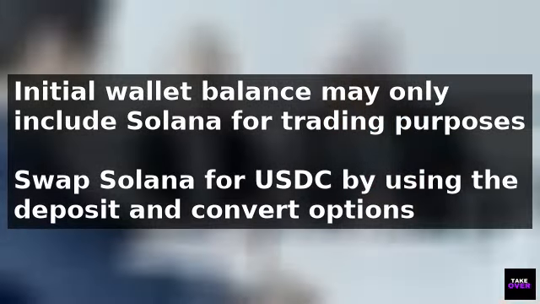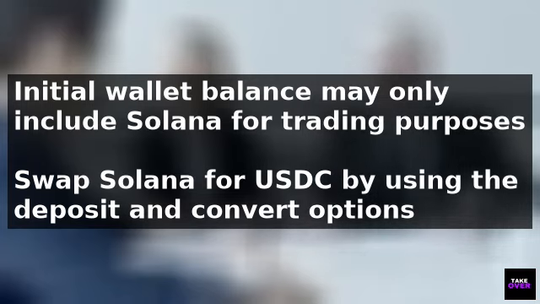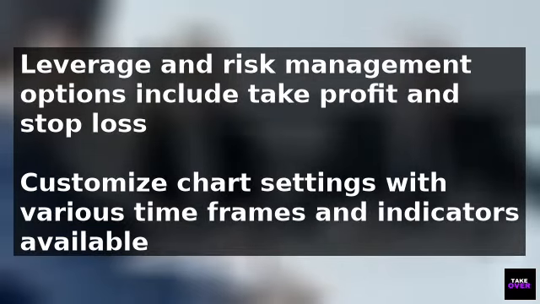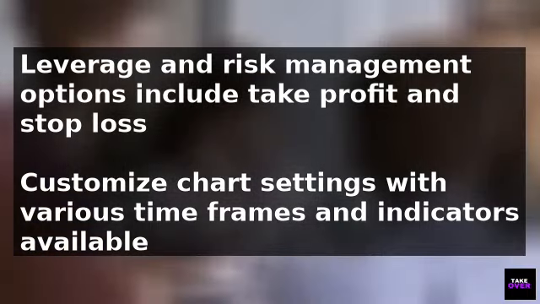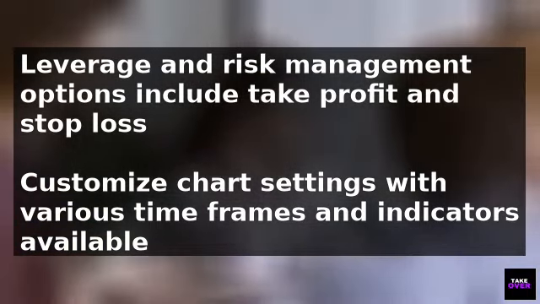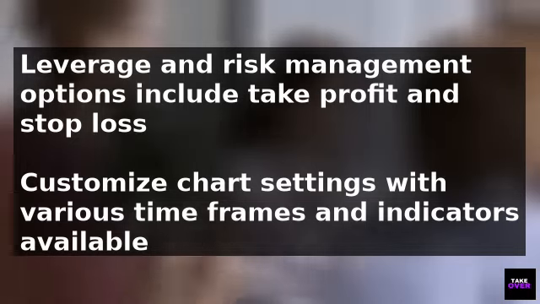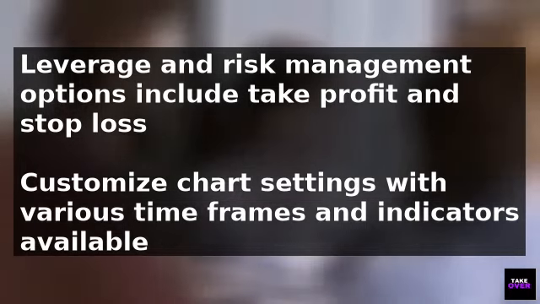This can be done by clicking on the deposit option, then selecting Convert, and choosing the amount of Solana you want to exchange. You can enter the amount manually or use the entire balance. After converting your Solana to USDC, you can start buying long or short on the Perpetuals tab, with options to set your leverage, take profit, and stop loss.